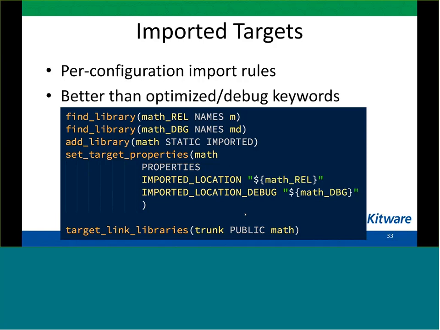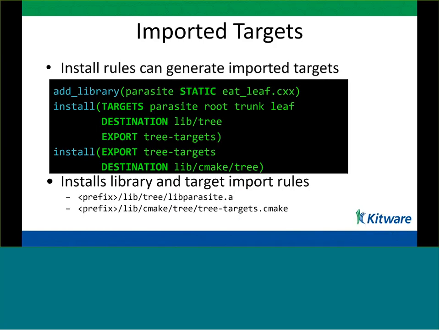But yet, when I compile this, if I'm building debug or release, it'll build the right version. So install rules, you can export targets out of CMake. Install rules can generate imported targets.